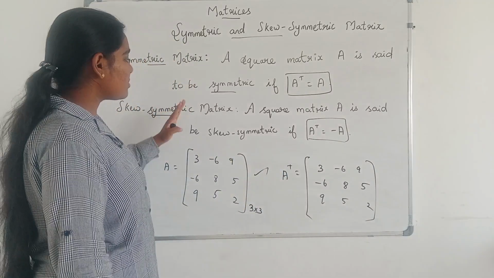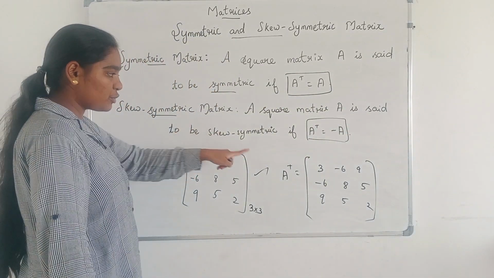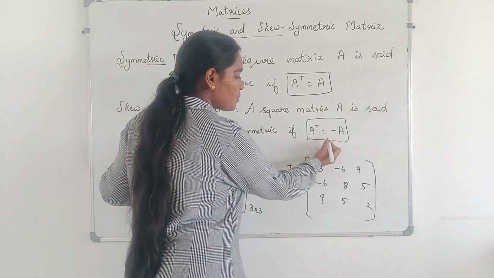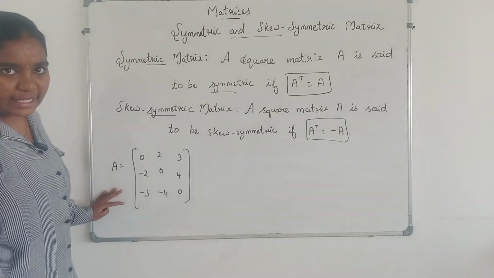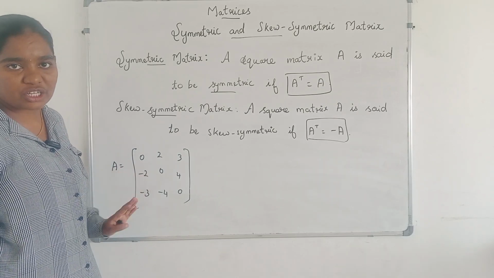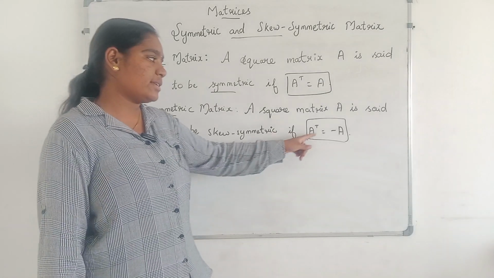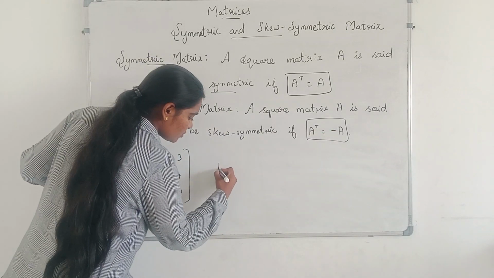Whereas skew-symmetric matrix means a square matrix A is said to be skew-symmetric if A transpose equal to minus of that A. Consider this matrix, we can check whether this is a skew-symmetric matrix or not. The given condition is A transpose equal to minus A. So if I am taking transpose of this matrix, what I will get?